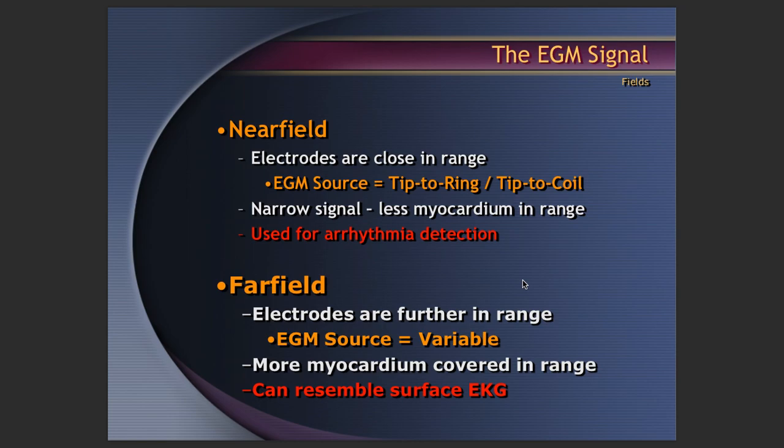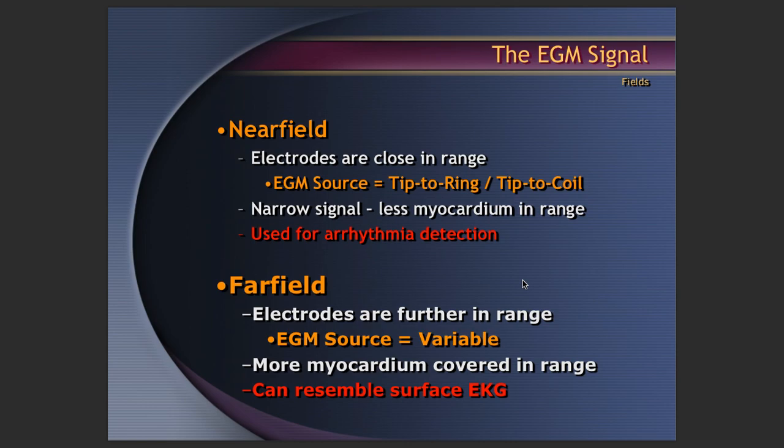One of the other important concepts, whenever we think about any EGM signal, is near field and far field. So what is it? Near field means the electrodes are close in range, and there will be a narrow signal. Why is it narrow? Because there is less myocardium in the range. And it is very important, especially for arrhythmia detection.